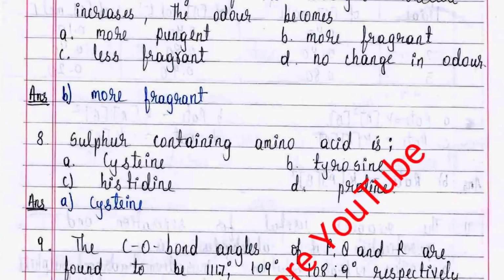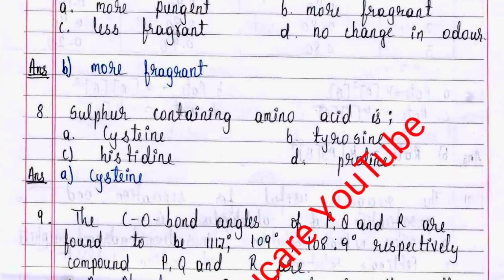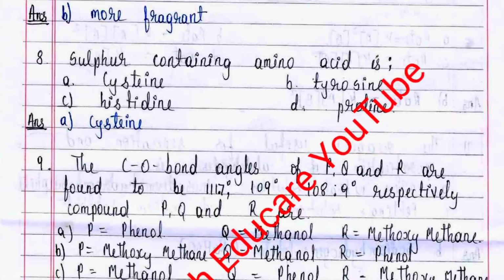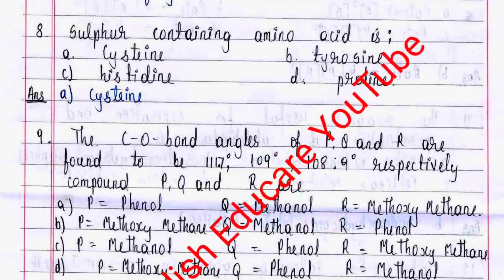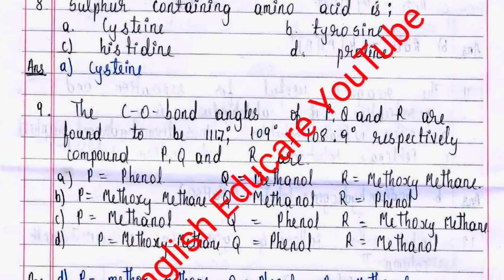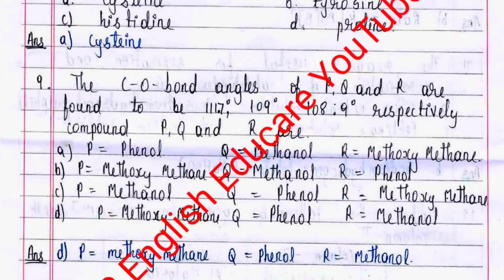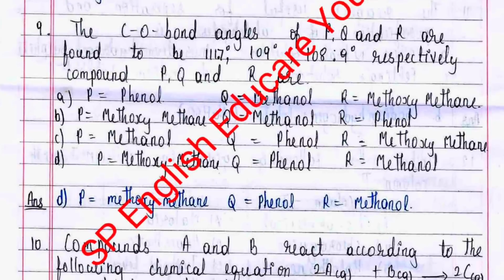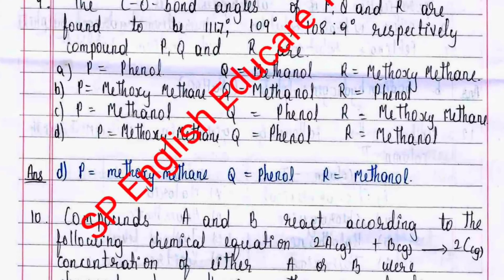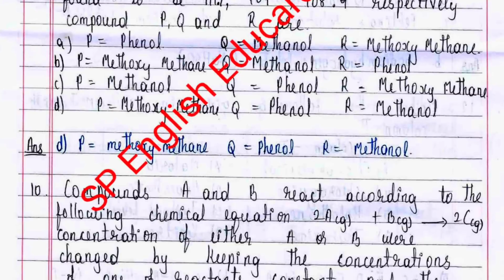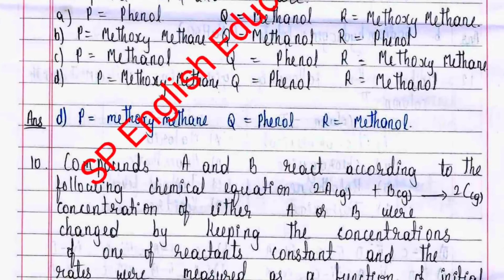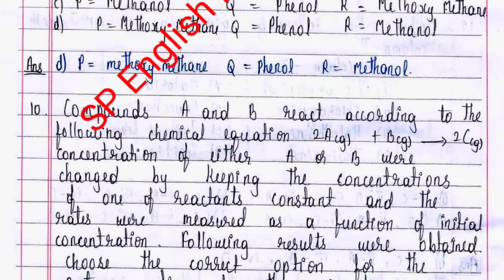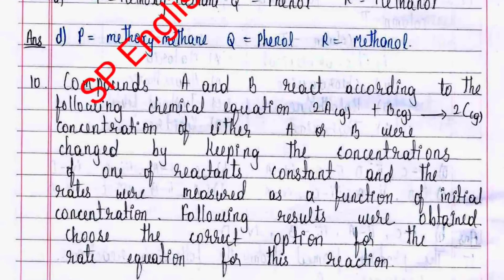Cysteine. 9. The CO bond angles of P, Q and R are found to be 111.7 degree, 109 degree, 108.9 degree respectively. Compound P, Q and R are A. P-phenol, Q-methanol, R-methoxymethane, B. P-methoxymethane, Q-methanol, R-phenol, C. P-methanol, Q-phenol, R-methoxymethane, D. P-methoxymethane, Q-phenol, R-methanol, and the answer is D. P-methoxymethane, Q-phenol, R-methanol.